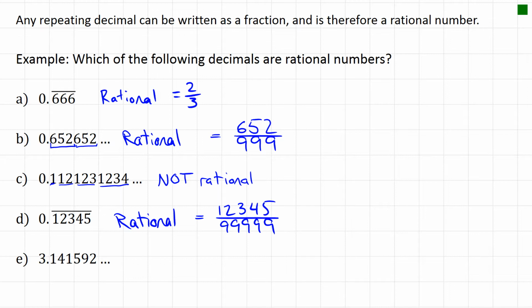Finally, the last one we see, 3.141592, you might recognize that's the digits of pi. And there's no repetition going on, there's no pattern. That's not rational. So pi is not a rational number because its decimals keep going on forever without ever repeating at all.